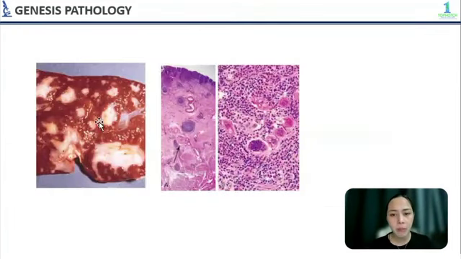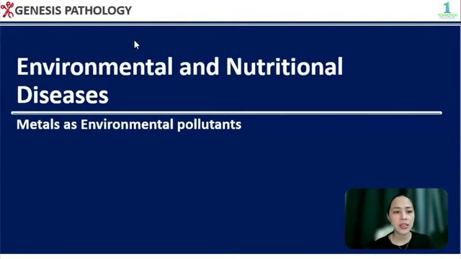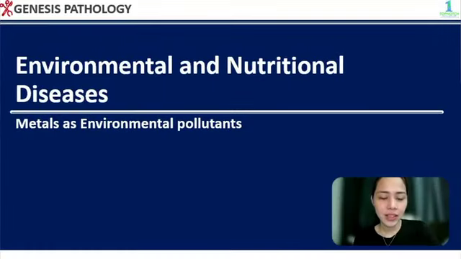So ito yung pipe stem fibrosis. And then, ito rin, mayroon tayong miracidium containing eggs. Okay? So that ends the infectious disease. Next, environmental and nutritional diseases.